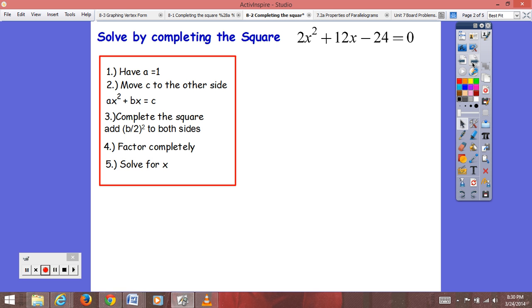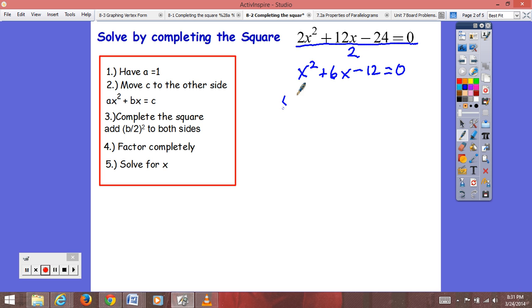So we are going to solve this by completing the square. Our first step is to have a equal 1. To do that, we see that our a is 2, so we need to divide everything by 2 to get our a equal to 1. When we do that, we get x squared, 12 divided by 2 is 6, 24 divided by 2 is 12, 0 divided by 2 just stays as 0. Then get right back into it like we had done on the last video.